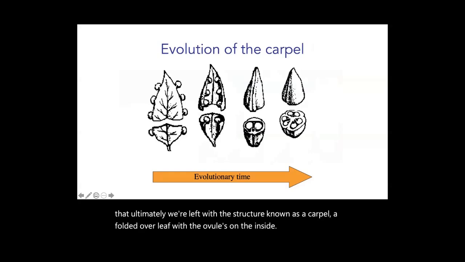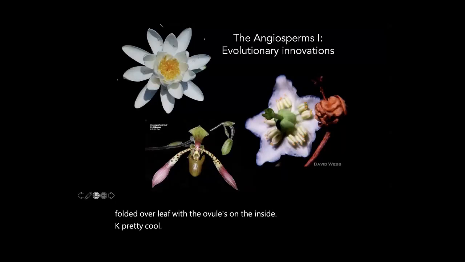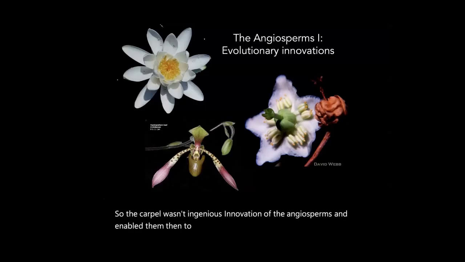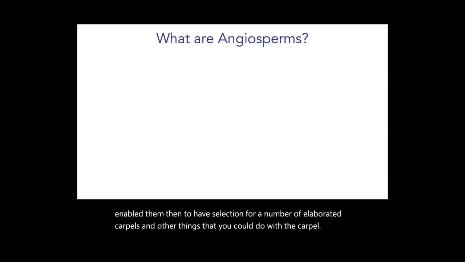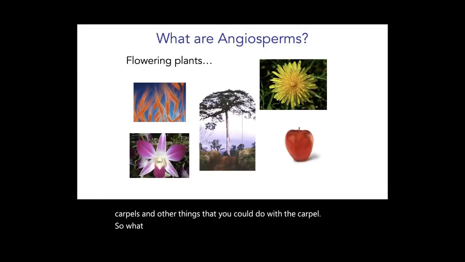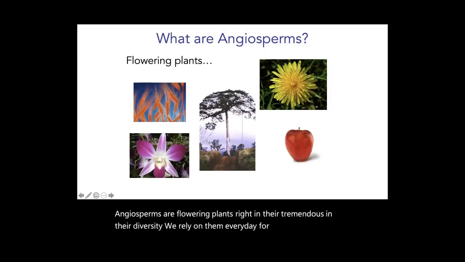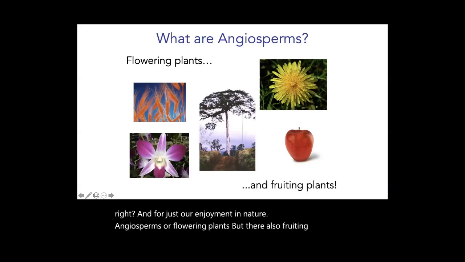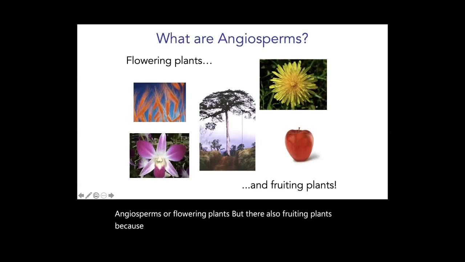Okay, pretty cool. So the carpel was an ingenious innovation of the angiosperms and enabled them to have selection for a number of elaborated carpels and other things that you could do with a carpel. Okay. So what are angiosperms? Angiosperms are flowering plants, all right, and they're tremendous in their diversity. We rely on them every day for our food, for beauty, and for just our enjoyment of nature. Angiosperms are flowering plants, but they're also fruiting plants, okay? Because fruits and flowers are all centered around the carpel, the evolution of the carpel.